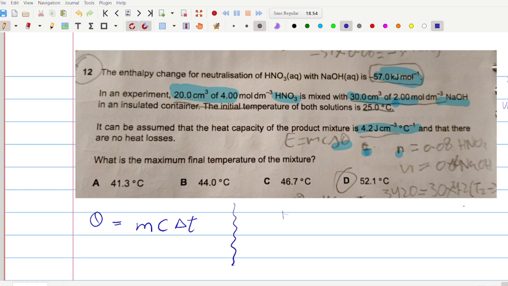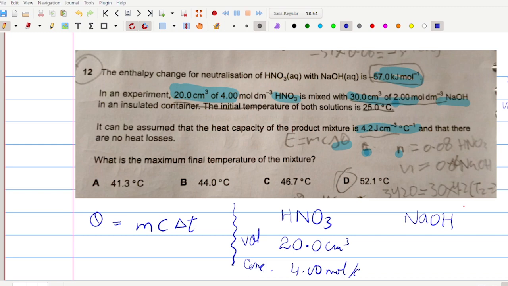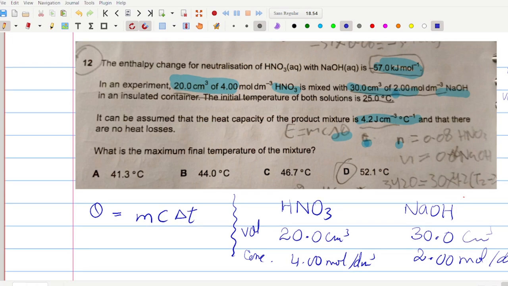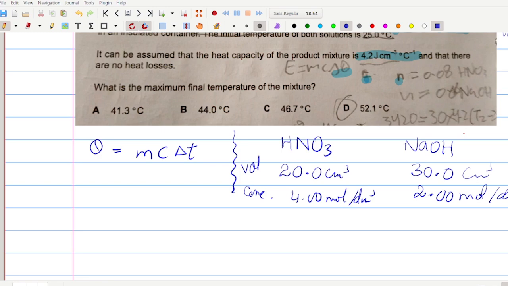First of all, we will see the data which is given to us for the nitric acid and for the sodium hydroxide. The volume given for the nitric acid is 20.0 centimeter cube with the concentration 4.00 mole per decimeter cube, whereas sodium hydroxide volume is 30.0 with the concentration 2.00 mole per decimeter cube. Here the volume is given in centimeter cube. Now can we calculate the number of moles for it?